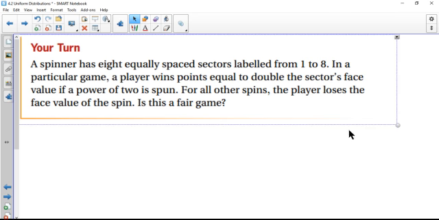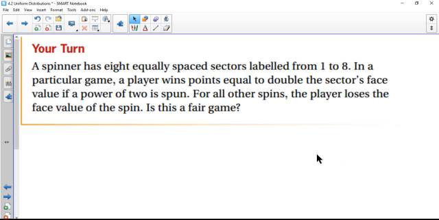So, your turn. A spinner has 8 equally spaced sectors labeled 1 through 8 in a particular game. The player wins points equal to double the sector's face value if a power of 2 is spun. So basically, if it's even. For all others, the player loses the value of the spin. Okay. So if it's even, you double. If it's not that, if it's odd, then it's just equal to the negative value.